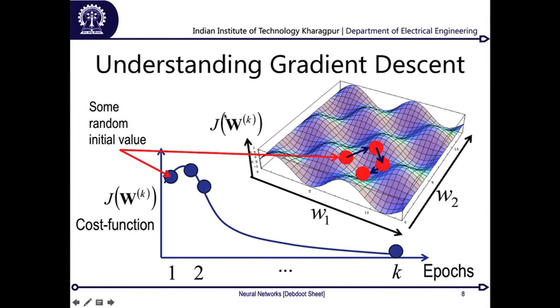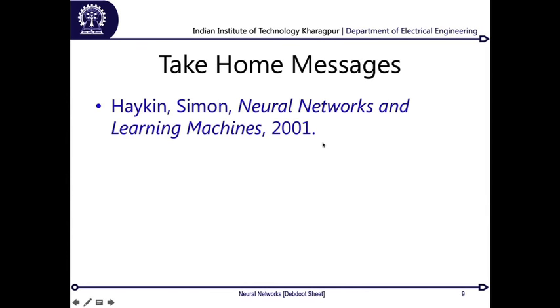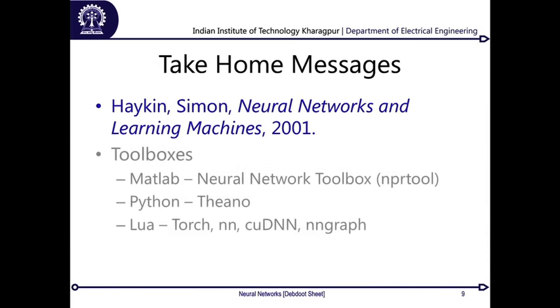Now with that we are finishing off with the theory, and as a take home message I have a pointer. You can have a look into this book called Neural Networks and Learning Machines by Simon Haykin, which is a very famous book on neural networks. So please have a look through it for understanding the theory in much more detail.